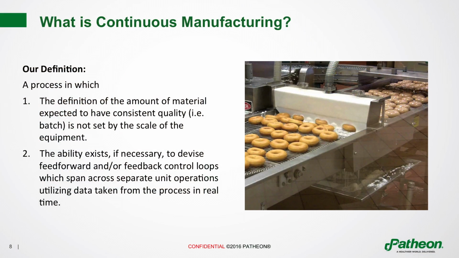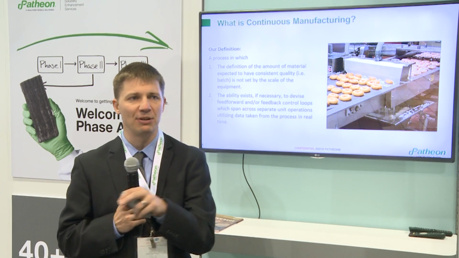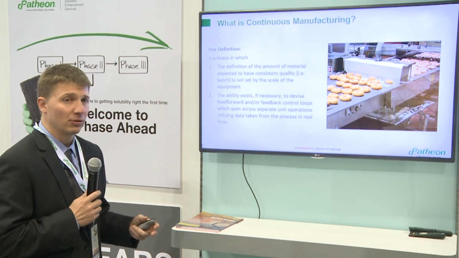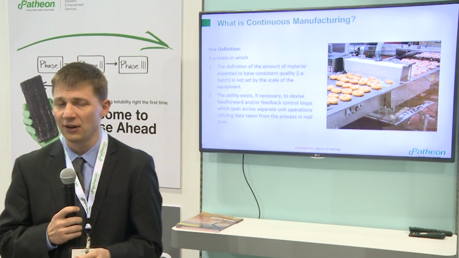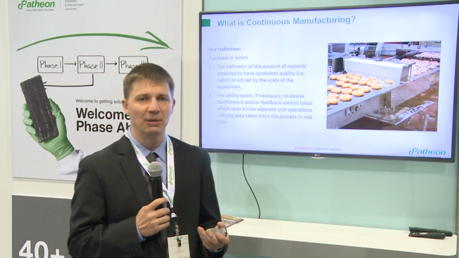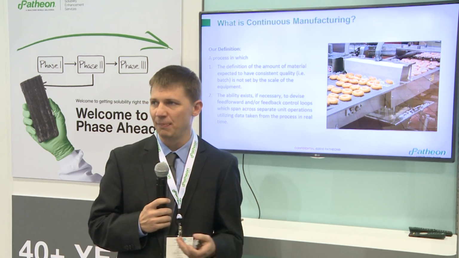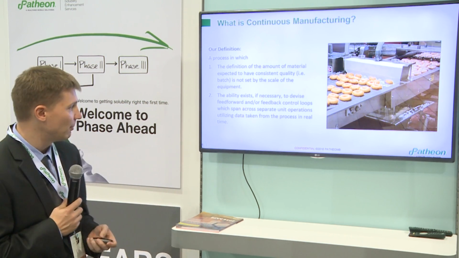Second one, and this is the important one from the process capability point of view, is that the ability exists, if necessary, to divide feed-forward and feedback control loops, which span across unit operations. So in the batch world, usually our control strategy is based around doing the same thing every time. But we live in a world where things vary. Incoming material property attributes vary. Environmental factors vary as you're running them. And so we do have this problem in pharma where we end up having a lot of rejected material that fails because of natural variability with a process that's not particularly flexible.